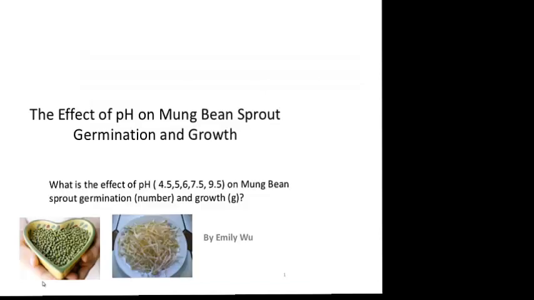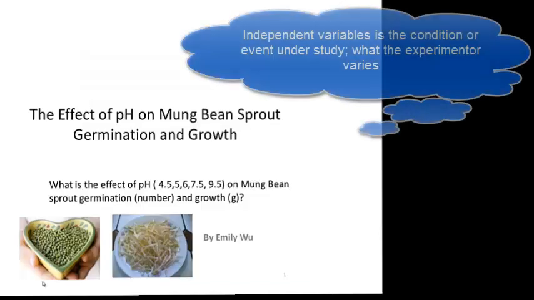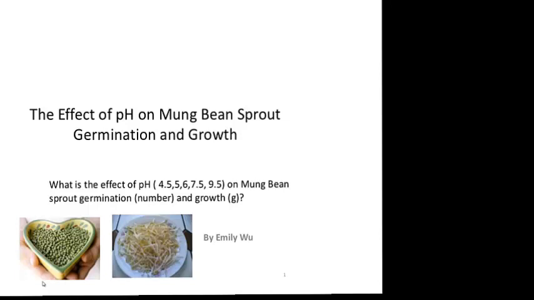The second variable is the experimental or independent variable. These are the events or conditions under study that the experimenter varies. So in the case of this experiment, what's being varied is pH. Thus, the hypothesis might be mung bean seed numbers and mung bean seed growth do not differ at varying pH. And remember, pH is simply a measure of acid or alkalinity.